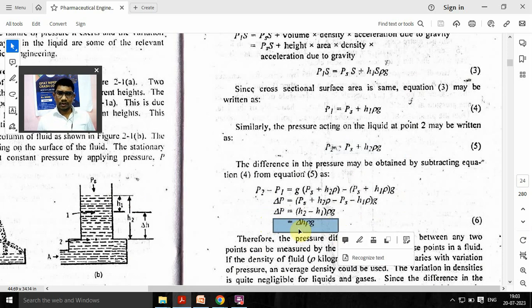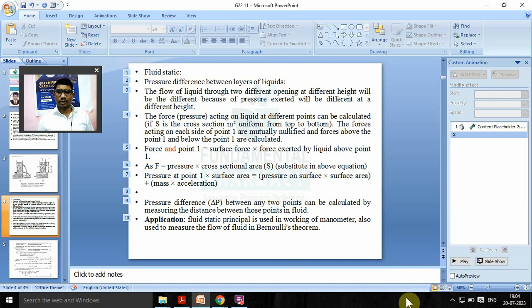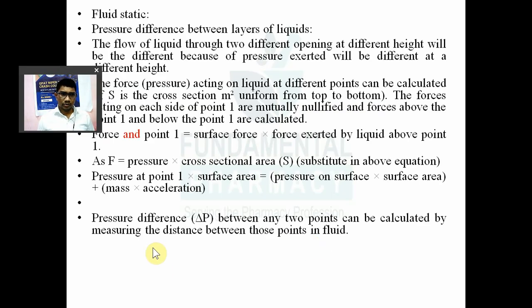Delta H means difference in the height, rho means density and G means acceleration due to gravity. Therefore the pressure differential, that is delta P between two points, can be calculated by the distance between those points in the fluid. How much distance, how much height, according to that it can be calculated. The pressure difference delta P between any two points can be calculated by measuring the distance between those points of fluid.